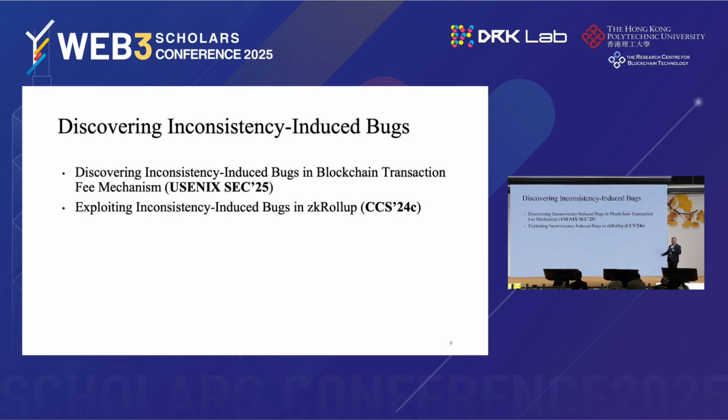In today's talk, I will introduce several inconsistency-induced bugs in blockchain infrastructures, which have been discovered by our recent studies. One type of inconsistency bugs was found in the blockchain transaction fee mechanism, and another type of inconsistency-induced bugs was found in ZK rollup.